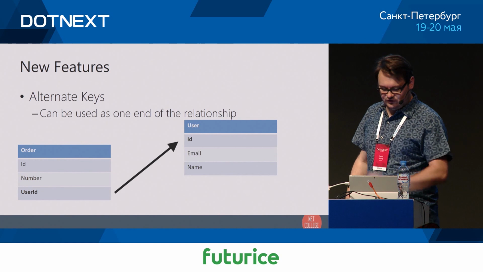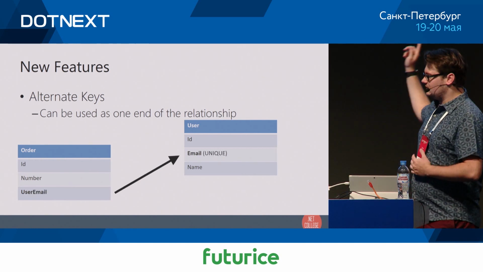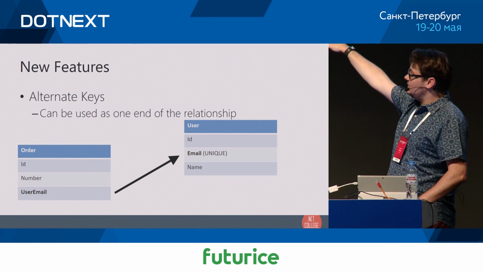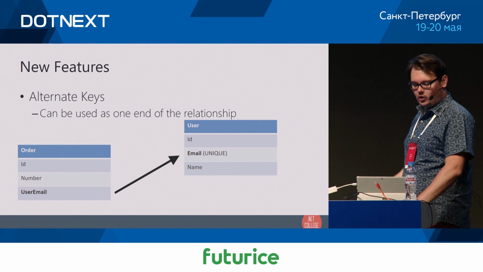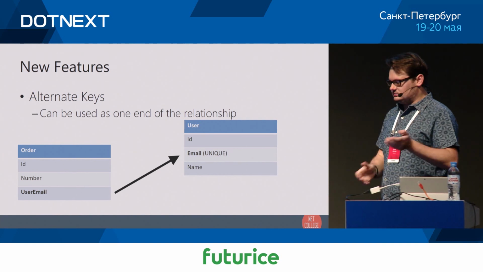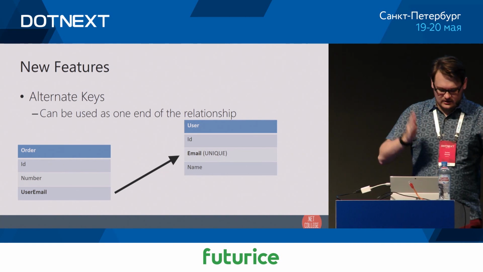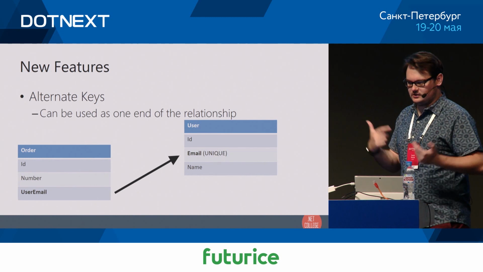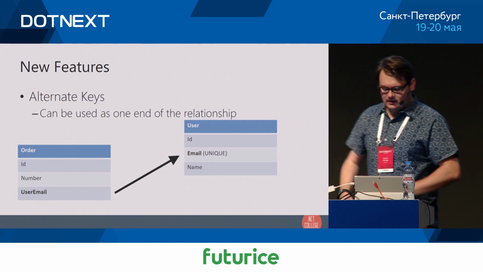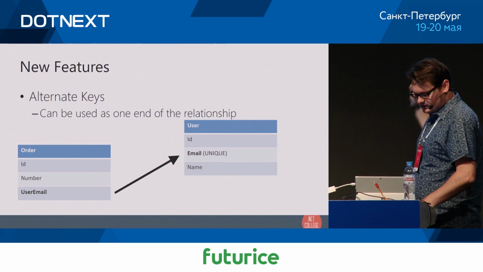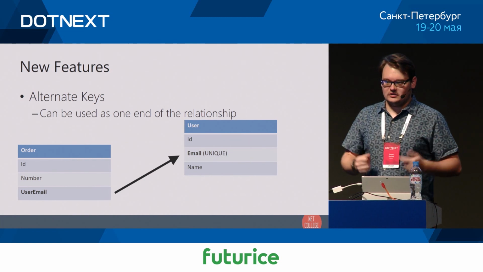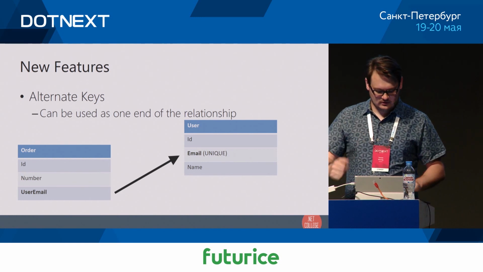Alternate key means that if you tell Entity Framework Core that the email column is unique, you can have, instead of user ID, a user email column in the orders table. I think it's quite an interesting feature. I won't use it in every table, but once or twice per database, you can find it pretty convenient. Typically, if you have a users table where username is unique or email is unique, you can use this in relationships.